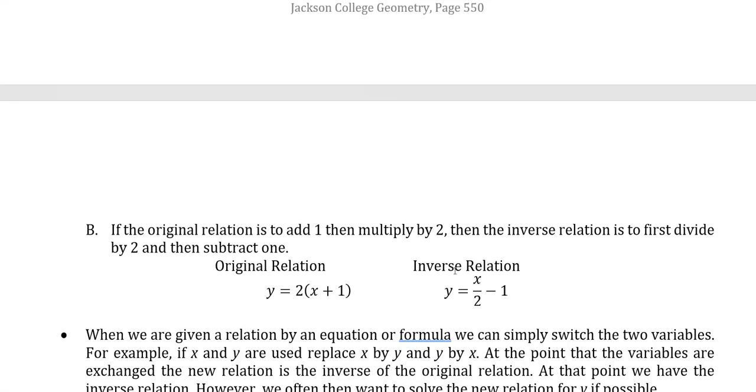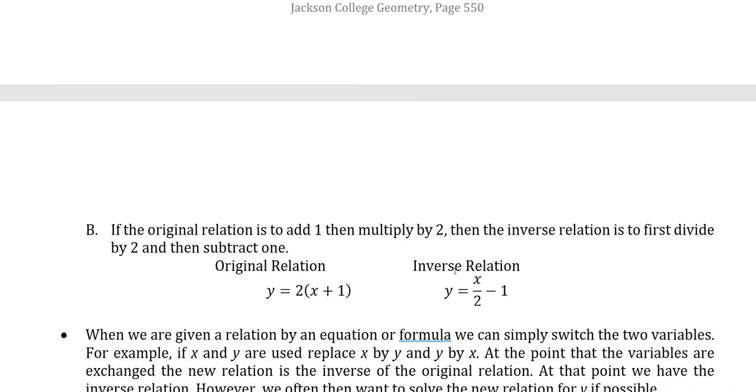If the original relation is to add 1, then multiply by 2, the inverse relation is to first divide by 2 and then subtract 1. So the original relation is y equals 2 times (x plus 1). So x plus 1 is in parentheses, so you add 1, then you multiply by 2. The inverse relation is take x divided by 2 and subtract 1 and let that be y.